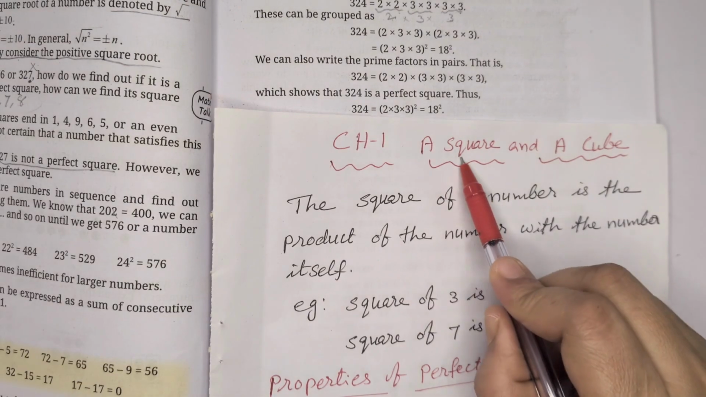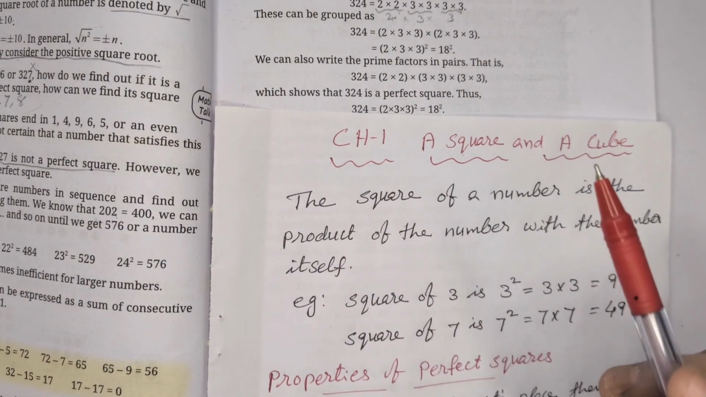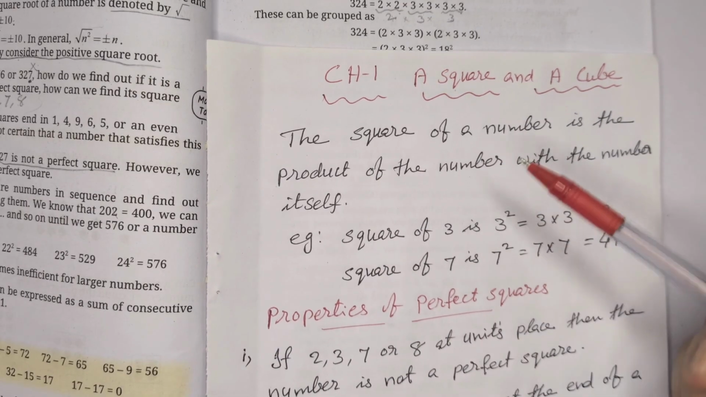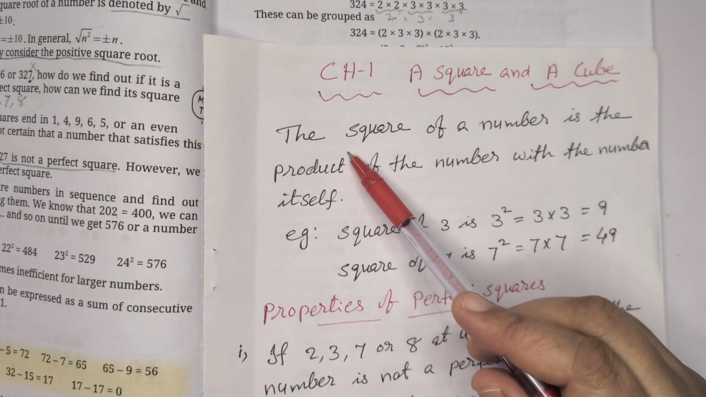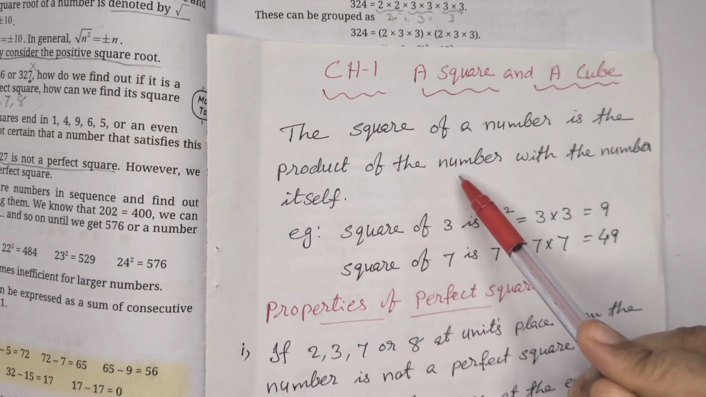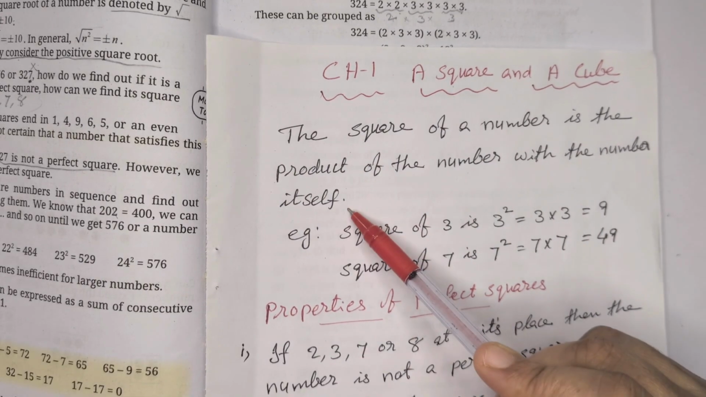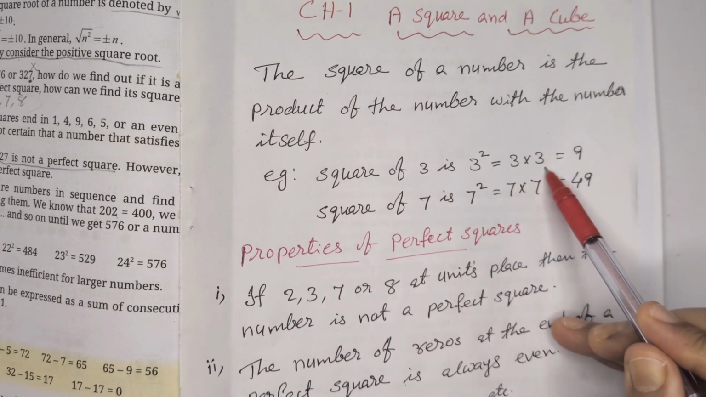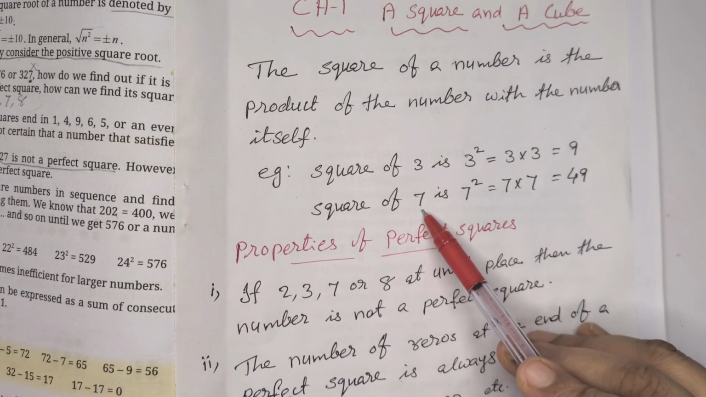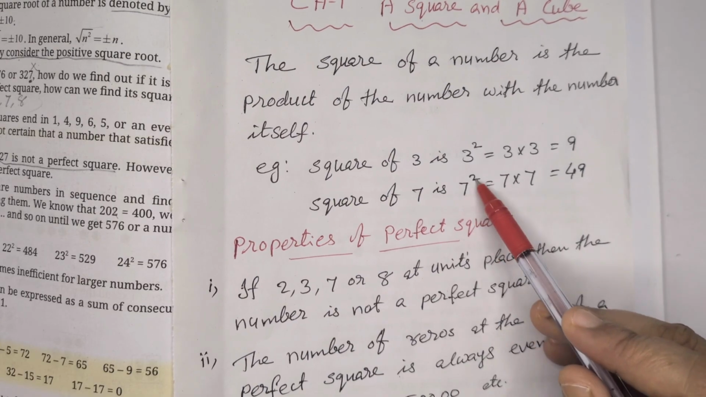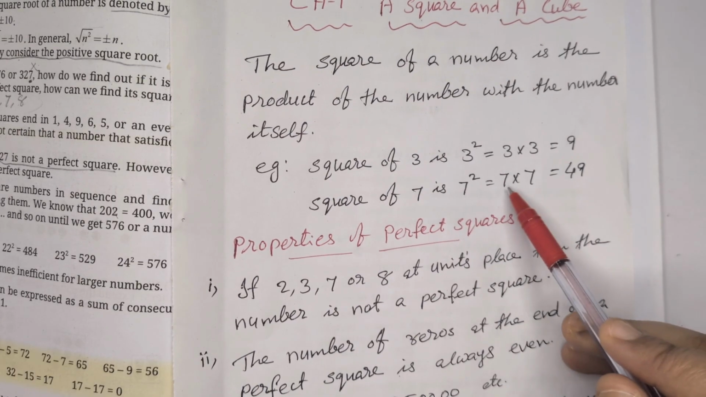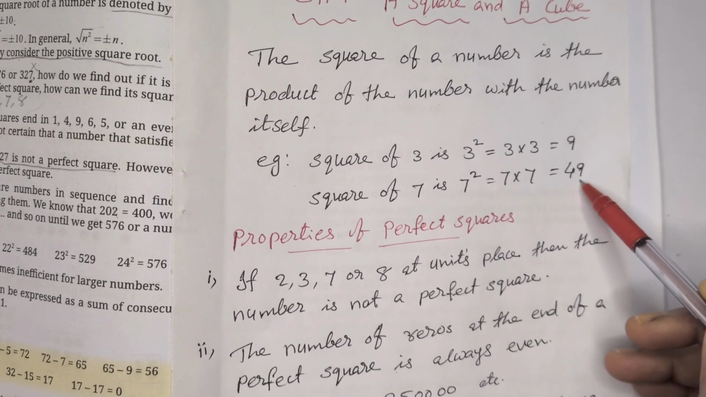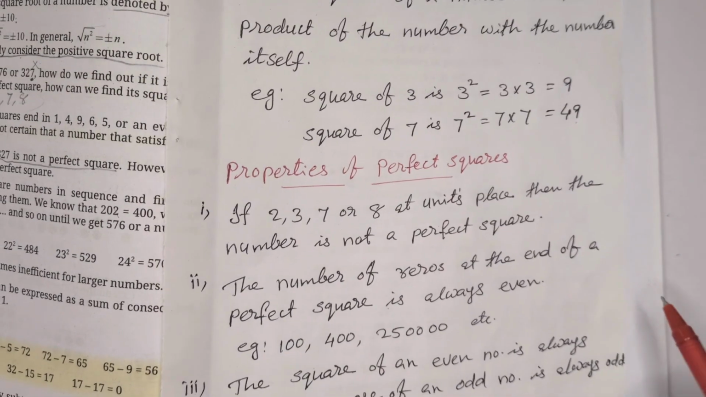So in this chapter, what we have learned in the first part of the first topic, we can just summarize like that. The definition of square: a square of a number is the product of the number with the number itself. Square of 3 means 3 square, 3 into 3. Square of 7 means 7 square. We can write that as 7 raised to 2, and that is equal to 7 into 7, which is equal to 49.